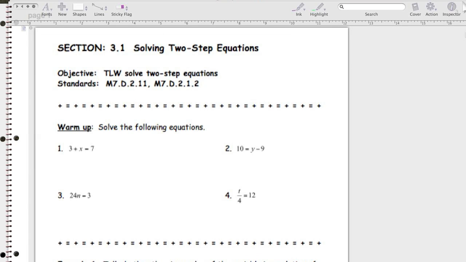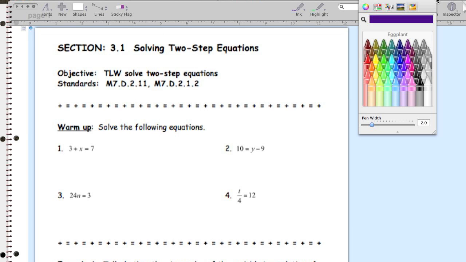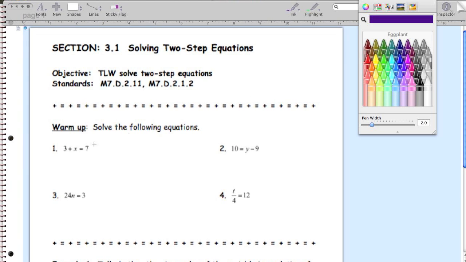Okay guys, we're starting chapter 3 on solving two-step equations. So just a little bit of review. Our goal on these warm-ups is to get the variable by itself. So we have to do the inverse operation. The opposite of a 3, the way to make that go away, is to do minus 3.